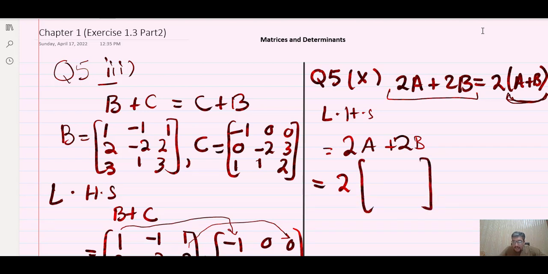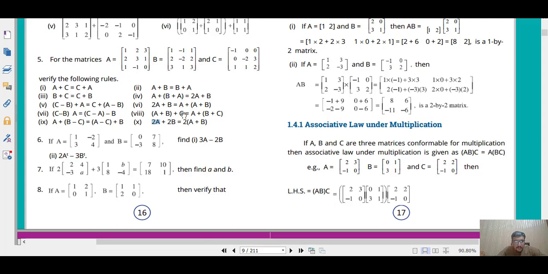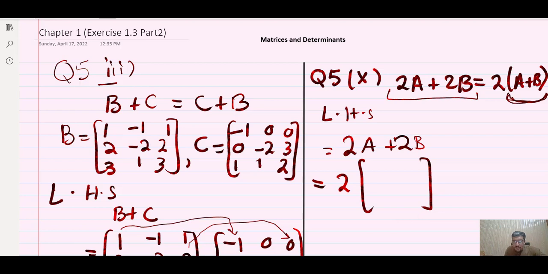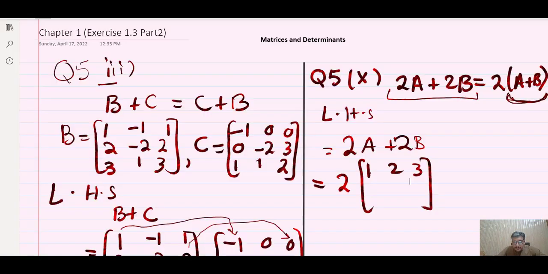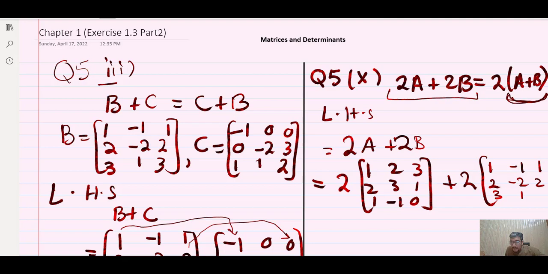Let's see what the A matrix is. 2 into A matrix. A matrix is 1 2 3, the first row, and the second row is 2 3 1, and the last row, third row, is 1 minus 1 0. So we will multiply this 2 with A matrix and plus 2 into B matrix. B matrix is given, that is 1 minus 1 1, 2 minus 2 2, 3 1 3.